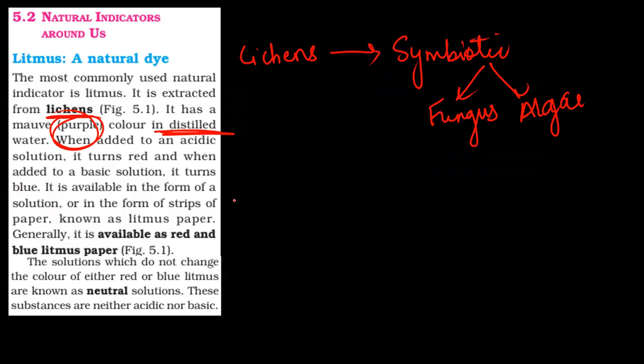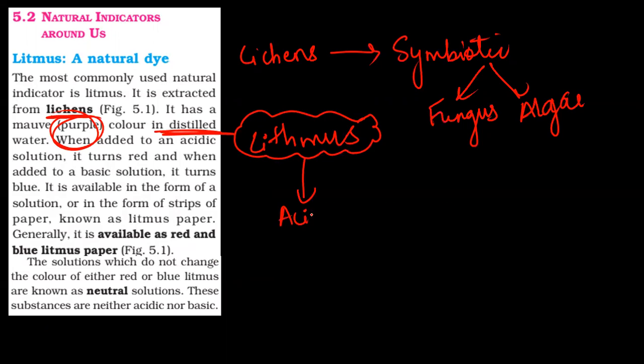Now I will give you a trick to remember this. Now, when it comes to litmus, this is only for litmus. In other indicators, the color change is different for acid and base. In litmus, acid always turns to red, whereas bases, they always turn to blue color.